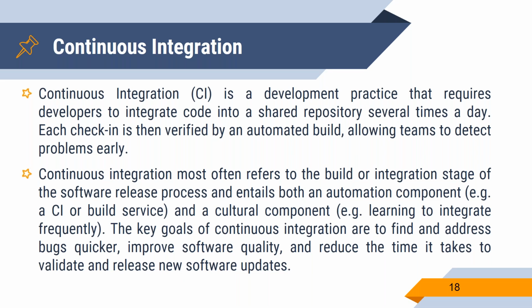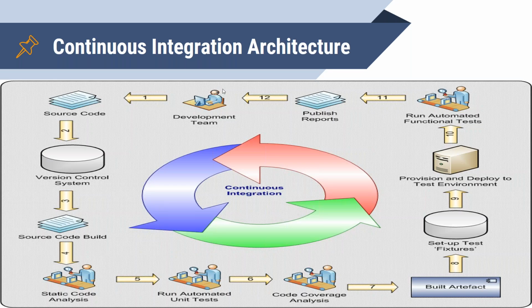And this is the continuous integration architecture. We have a development team. The development team will write source code and then push it into the source code management system or version control system, and the source code build tool is used to build the source code, and then they will do source code analytics, checking whether any coding standard is not followed, and then we will run automated unit testing, and based on the unit testing we will do code coverage analytics, how much code has been covered during this unit test case.